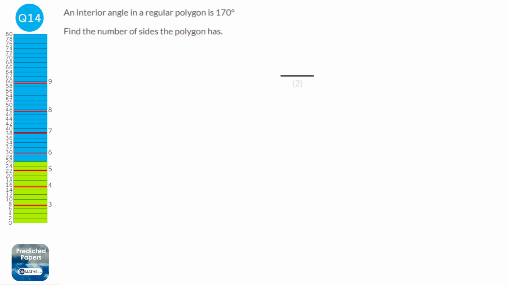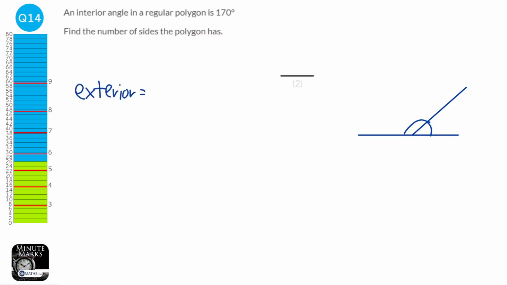We can keep this as an interior angle, but it's actually sometimes easier to convert it to an exterior angle. And what you might know is that the sum of interior and exterior angles is going to be 180, because they will always form a straight line. So to find the exterior angle, all we need to do is 180 take away the 170, and that means it will be 10 degrees.